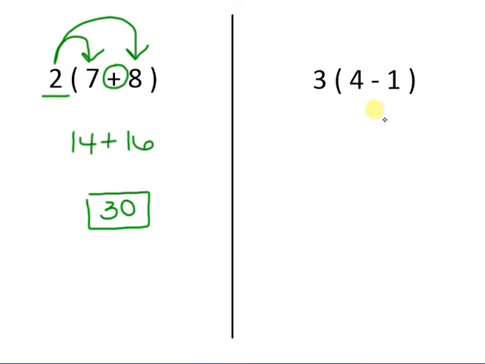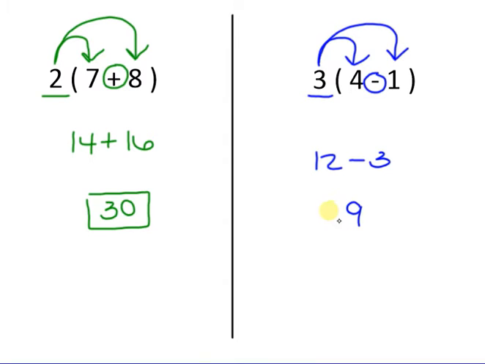Alright, let's try with this one here. We have 4 minus 1 in parentheses, and then a 3 on the outside to distribute. 3 times 4 is 12. We have a subtraction sign inside, so I'm going to bring it down. 3 times 1 is 3. So 12 minus 3 is going to be 9.